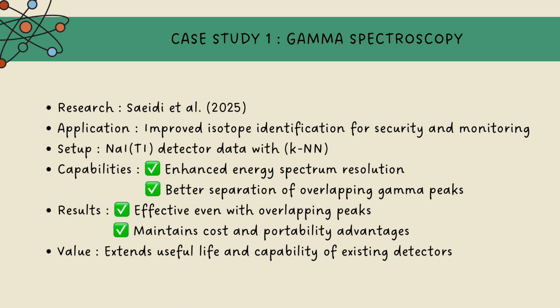Now we move to the first case study by Saidi that focused on improving gamma spectroscopy. By combining NaI(Tl) detector data with K-nearest neighbor algorithm, the study achieved better separation of overlapping gamma peaks. So this shows that with modern data processing, NaI(Tl) detector can still provide enhanced performance while maintaining their cost and portability advantage.